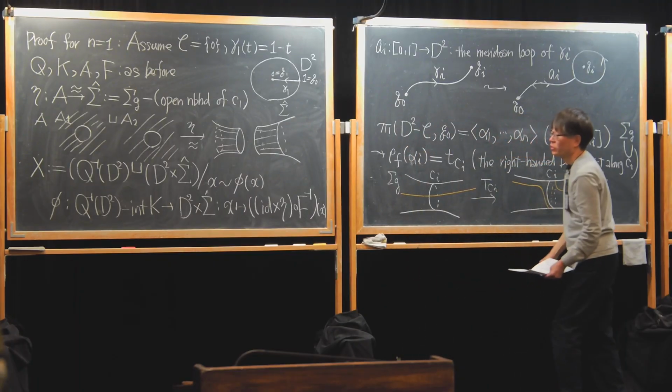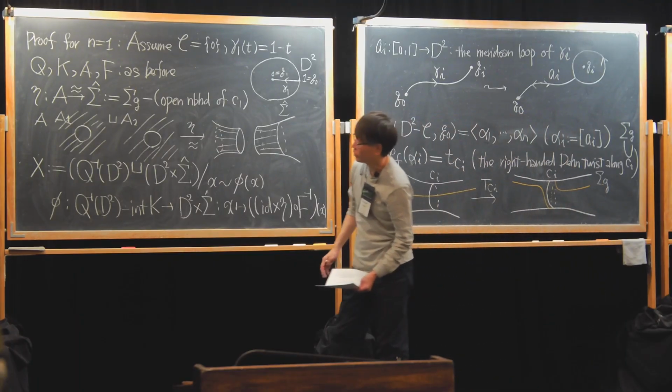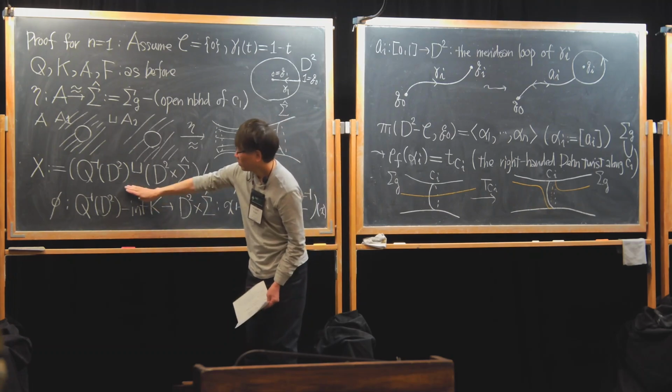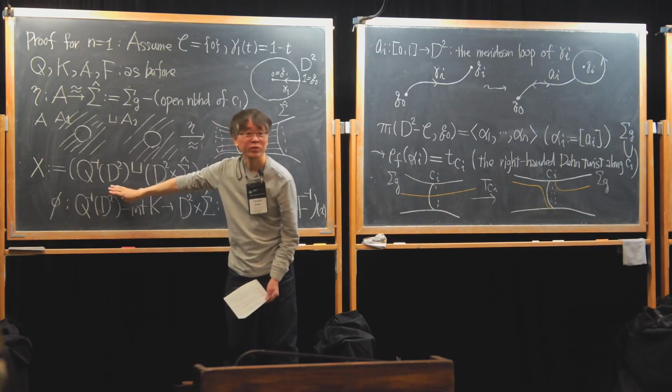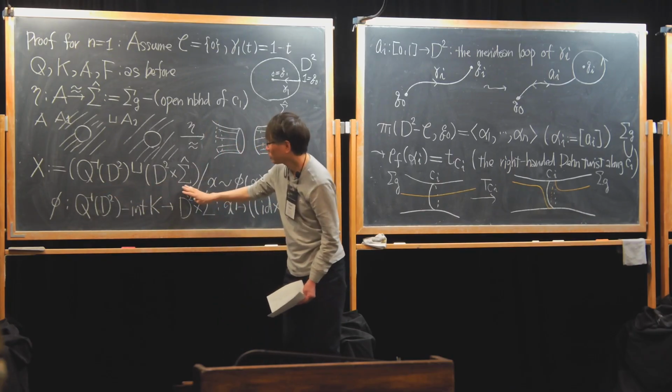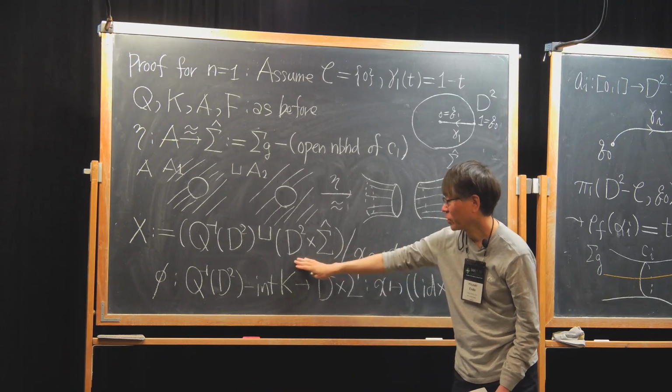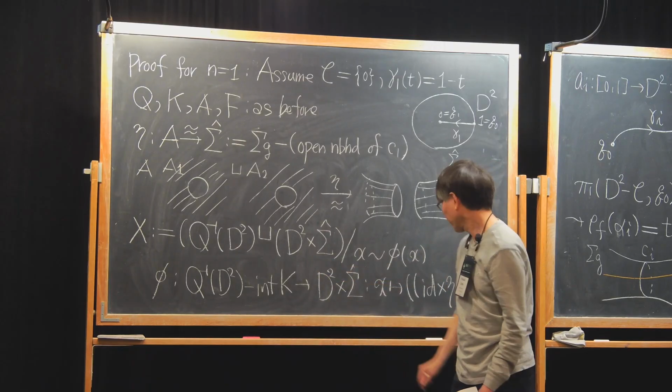So this is the four-manifold X. And this part is a singular part. So this part includes a critical point. And this part doesn't include any critical point. Okay?